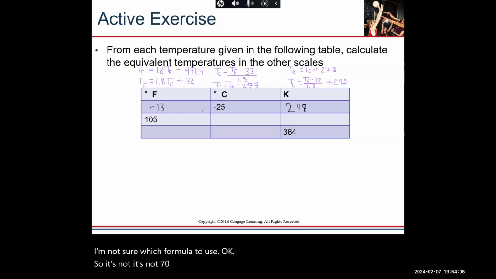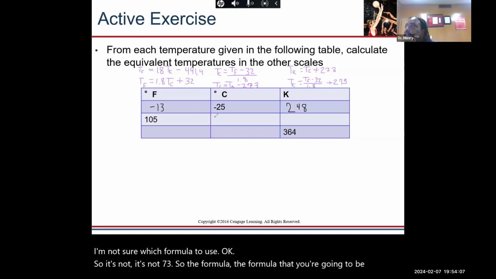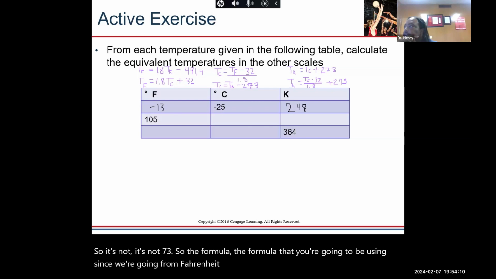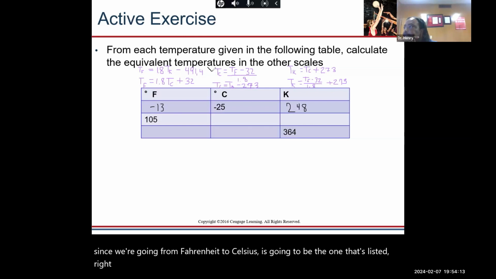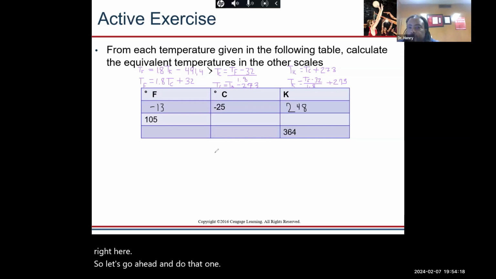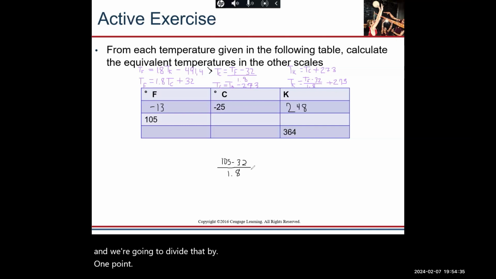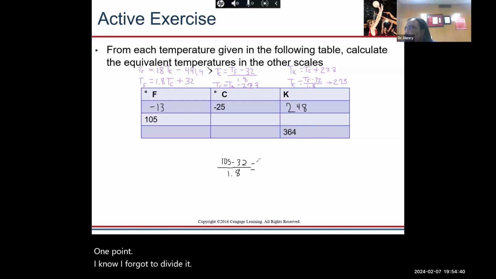The formula that you're going to be using, since we're going from Fahrenheit to Celsius, is going to be the one that's listed right here. So let's go ahead and do that. We plug in 105 minus 32, and we're going to divide that by 1.8. Oh, I forgot to divide it. And so we end up with 41.